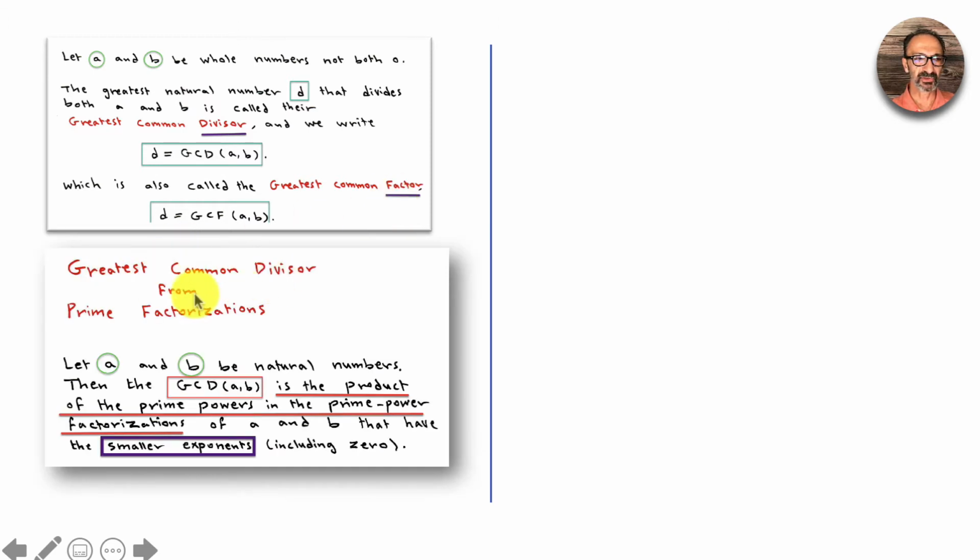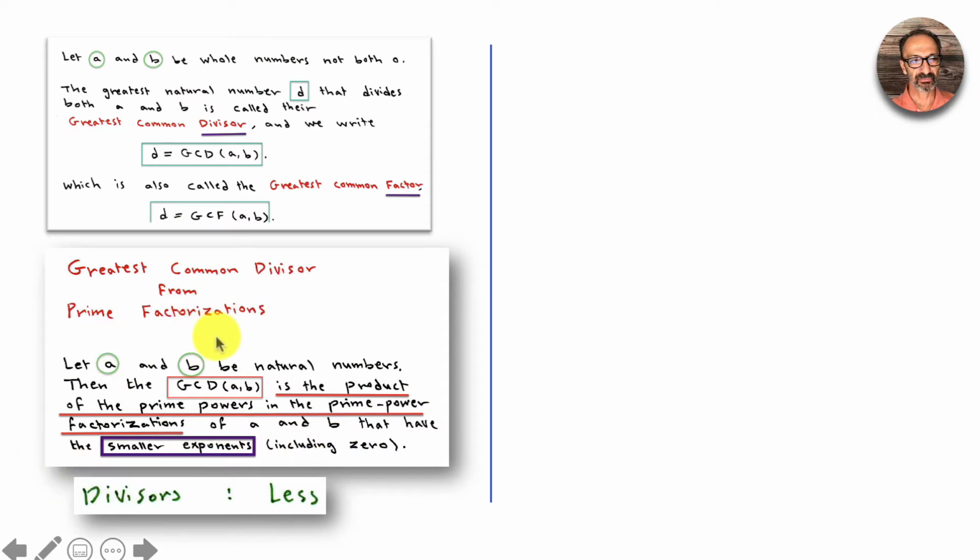The greatest common divisor from prime factorizations. Let A and B be natural numbers. Then the greatest common divisor is the product of the prime powers in the prime power factorizations of A and B that have the smaller exponents, including 0. We're going to see that in a few examples.